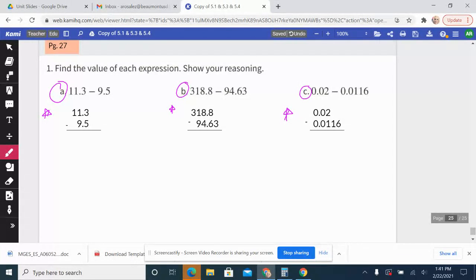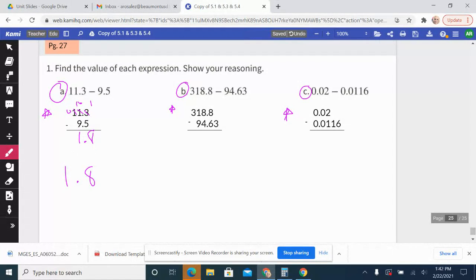So you have 11.3 minus 9.5. Okay, well, 3 can't be subtracted from 5. So that needs to become 13. This is going to become your 10. And then this is going to become your 0 when you borrow. So 13 minus 5 is 8. And then 10 minus 9 is 1. So let me rewrite. That should be 1.8. So you bring down your decimal there.